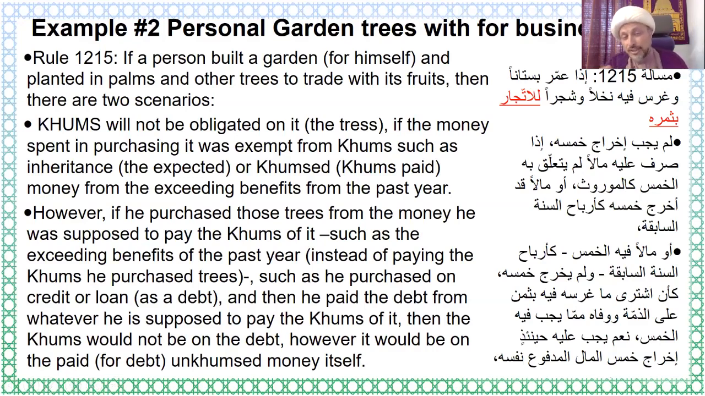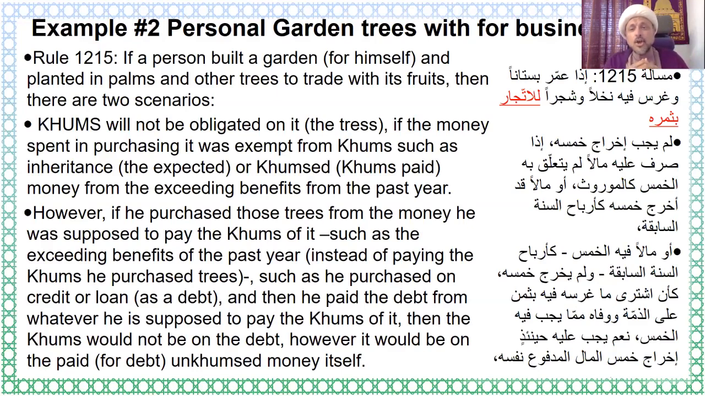If he spent on the trees wealth which was exempt from khums, it was mirath. It was inheritance, or it was a dowry. Remember that tree which a lady got in dowry, or the goat? Now we are going to limit to the tree because the example is on the garden. So this lady got dowry, or the guy got inheritance. So the tree was inherited. He built the garden. His father said, I'm giving you the trees. So he got these trees from his father's garden after his death, and he planted these trees in his garden.